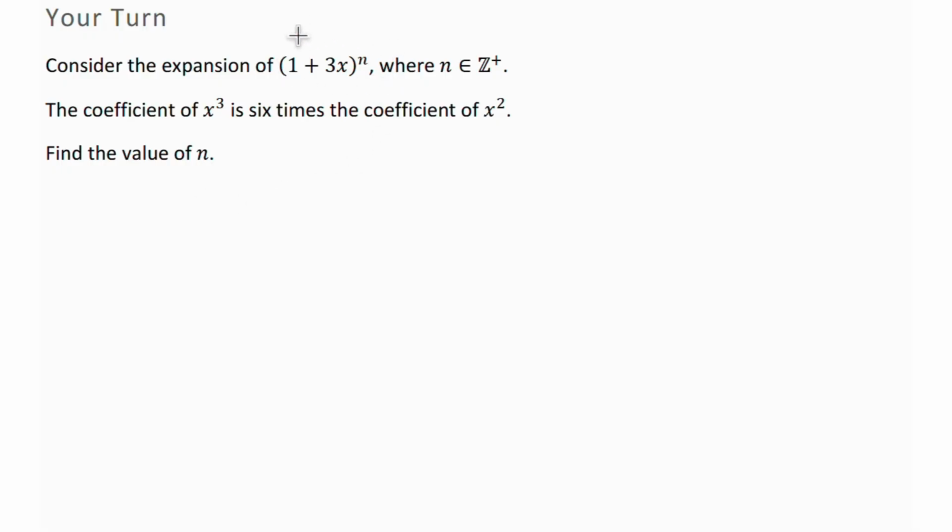Consider the expansion of (1 + 3x)^n where n is a positive integer. The coefficient of x cubed is 6 times the coefficient of x squared. Find the value of n.